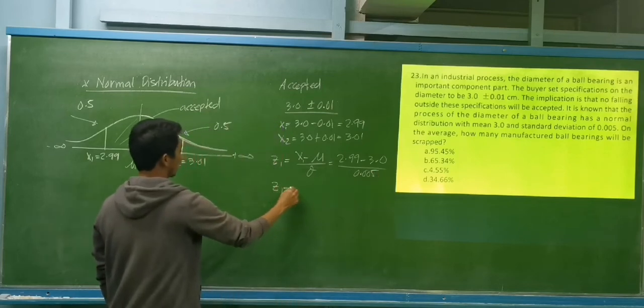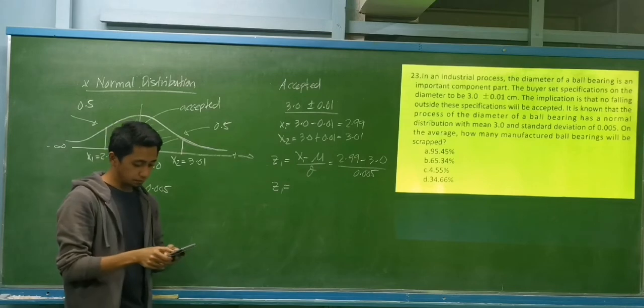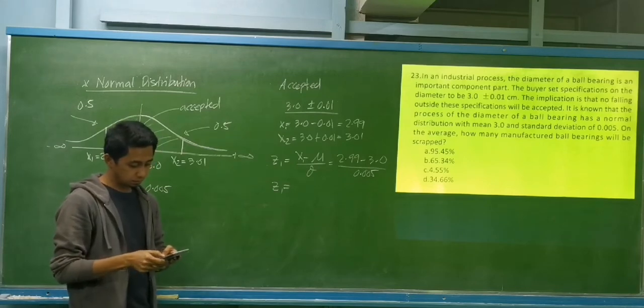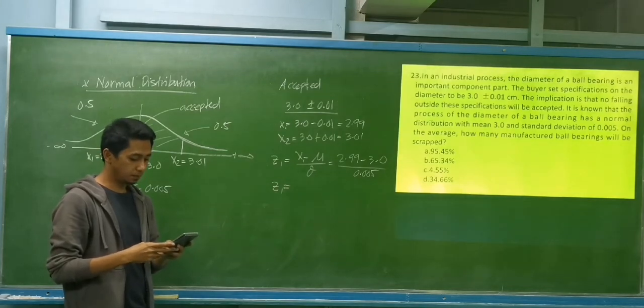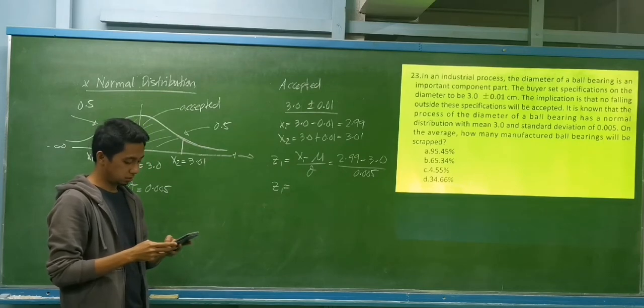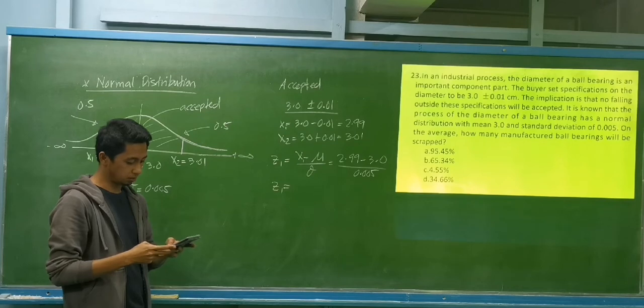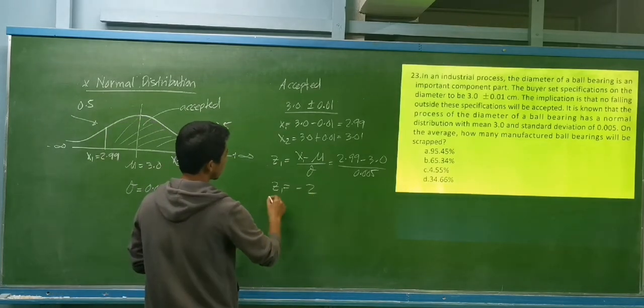What is the value of our Z1? So that is, okay, 2.99 minus 3 divided by 0.005. So what comes out here is equal to negative 2.